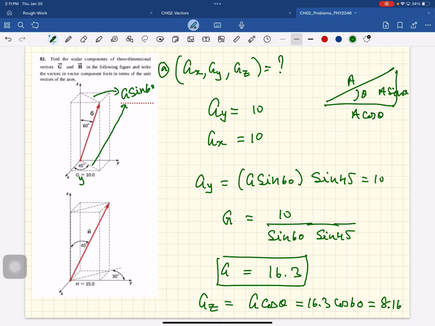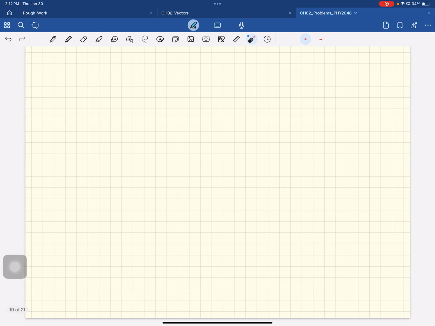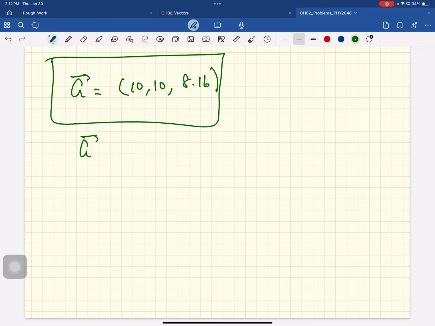All right, so those are the three components that we needed to find. Again, for a three-dimensional vector, you need three pieces of information. They've given you 1, 2, and 3, and they wanted you to find these three pieces of information. So the vector G is 10, 10, 8.16. So in proper notation, it would be 10i plus 10j plus 8.16k.